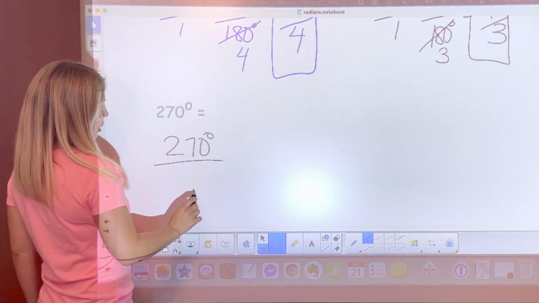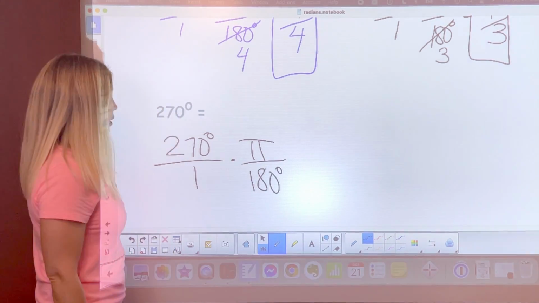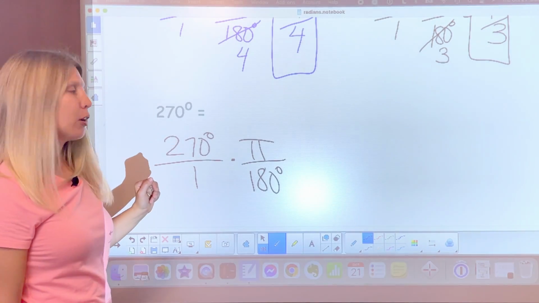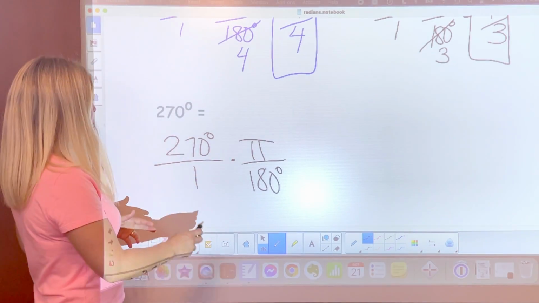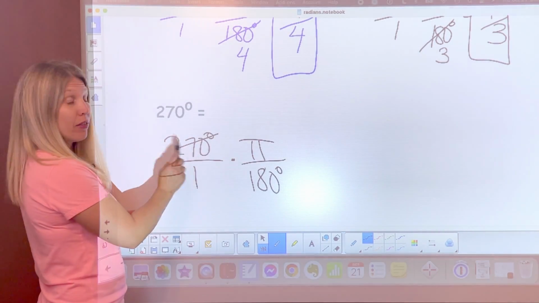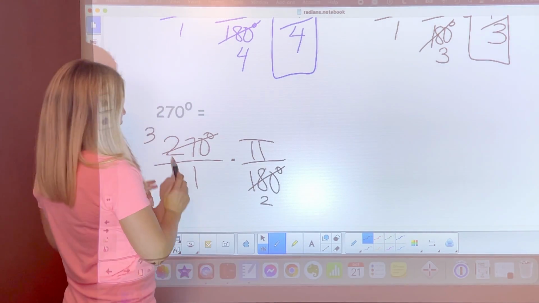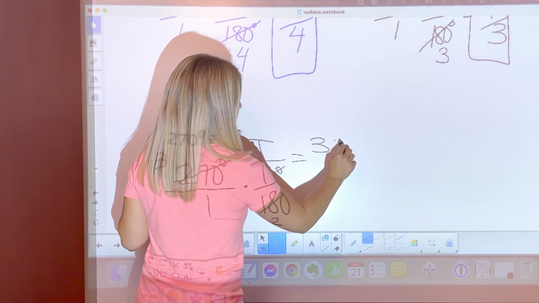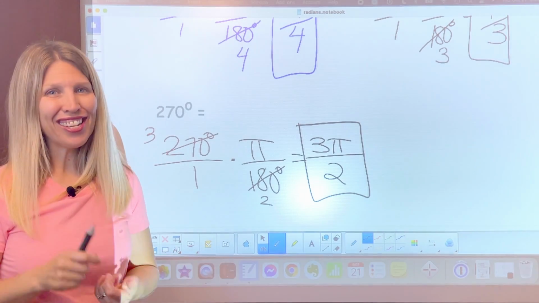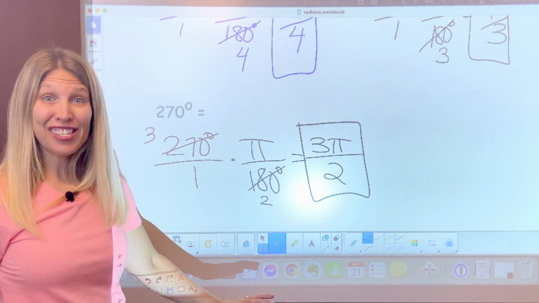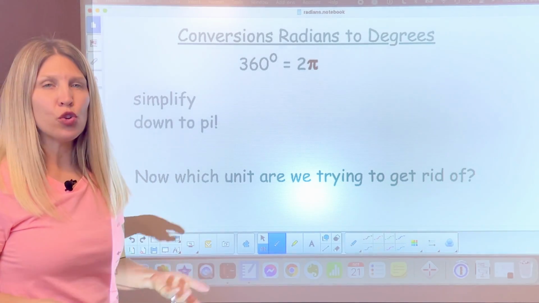270 degrees over 1 times pi over 180 degrees. Now this is the first time we've had a bigger number in the numerator. So let's think about this. 90 goes into both 270 and 180. So 90 would go into 270 three times, and 90 would go into 180 twice. So notice now we're left in the numerator with 3 pi over 2. Which again, hopefully you remember on that unit circle that we did, that 270 degrees at the bottom was 3 pi over 2.